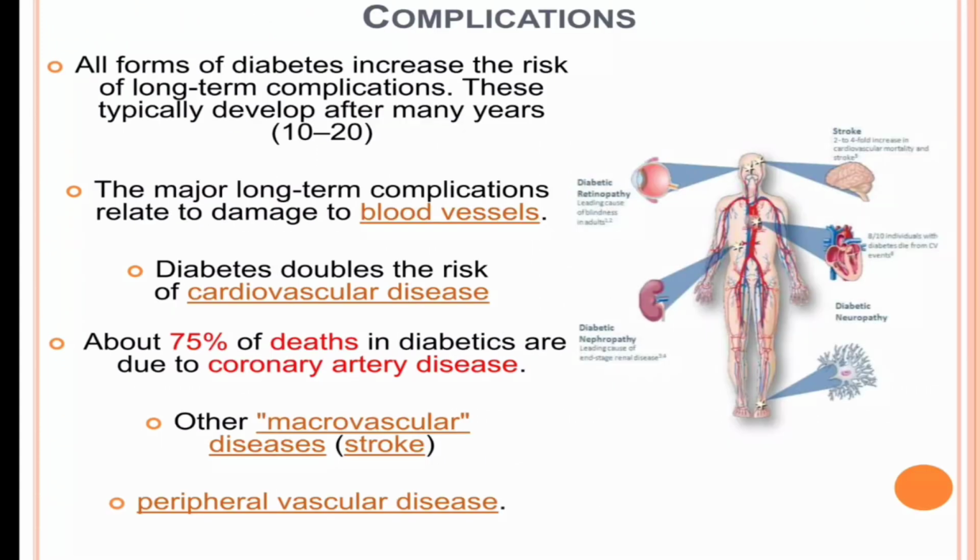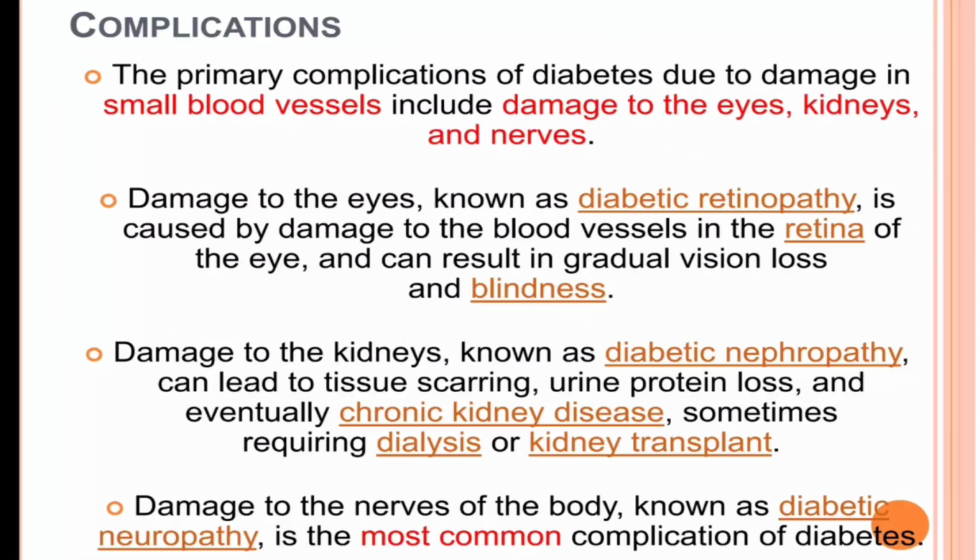Complications. All forms of diabetes increase the risk of long-term complications. These typically develop after many years, 10 to 20. The major long-term complications relate to damage to blood vessels. Diabetes doubles the risk of cardiovascular disease. About 75% of deaths in diabetes are due to coronary artery disease. Other macrovascular diseases include stroke and peripheral vascular disease.